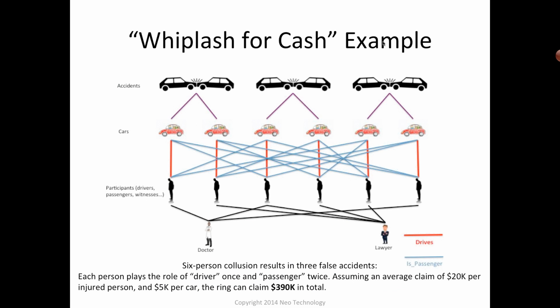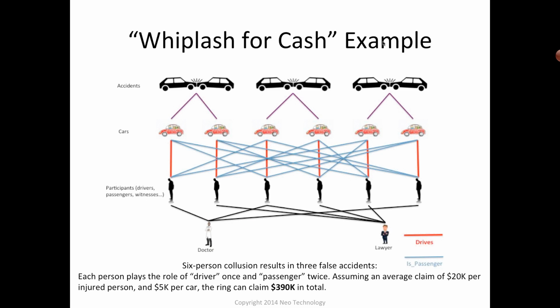In this example, we see that several people, so in this case 6 people working together, can create 3 fake accidents. Keep in mind again that these participants are not necessarily true people, but they can be synthetic identities. Fake witnesses, fake drivers, fake passengers, but real money.